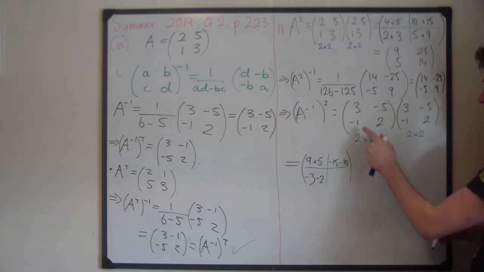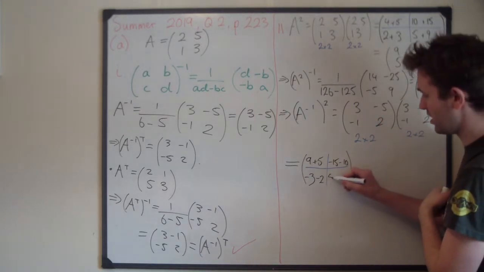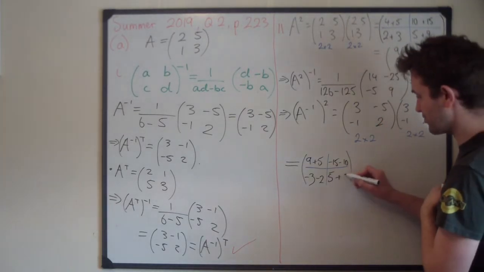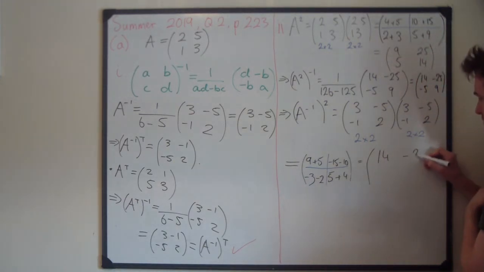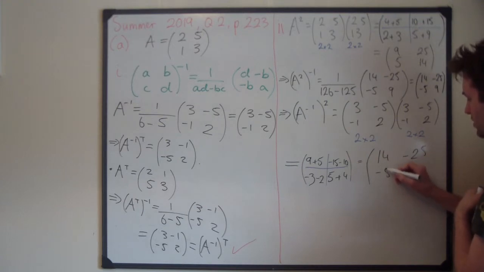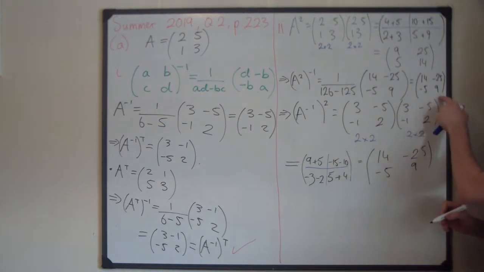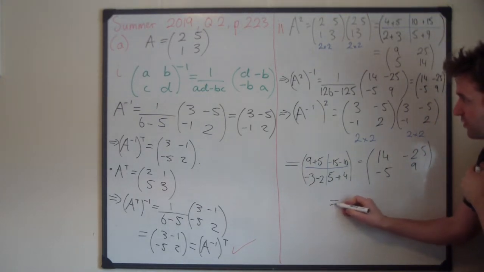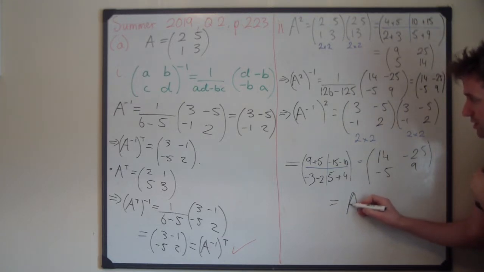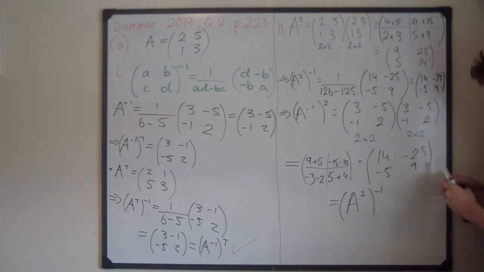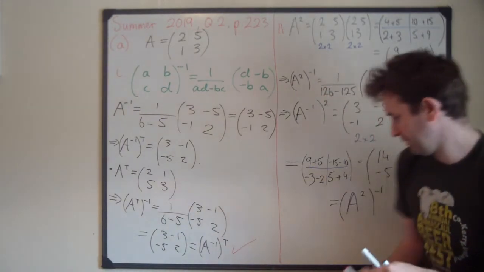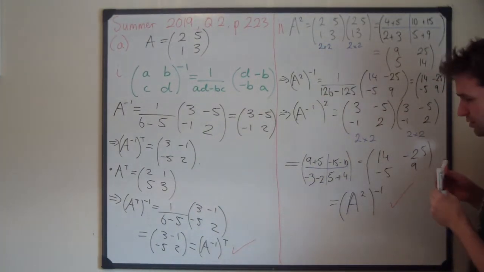And finally, row 2, column 2, row 2 by column 2. The multiplying in the sense of dot products, minus 1 by minus 5 is 5, plus 2 by 2 is 4. Let's see how this works out. 14, minus 25, minus 5, 9, which is equal to this, happy days, which is the same as A. So this is A inverse squared is equal to A squared inverse. Happy days. So that's the first question done.